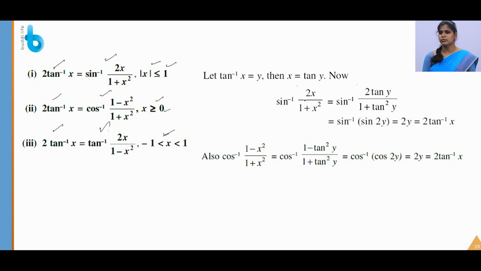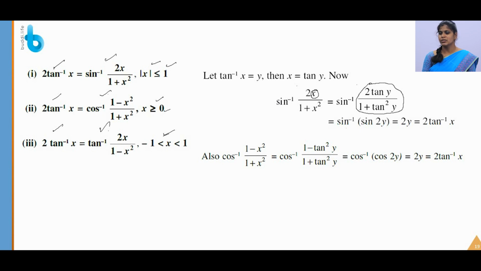Now, we have this property already. Sine inverse of 2x by 1 plus x square equals sine inverse of, in place of x you substitute tan y, so 2 tan y divided by 1 plus tan square y, since x square is tan square y. This whole term you can substitute with sine 2y. This is a trigonometric identity which you have already learnt in class 11.